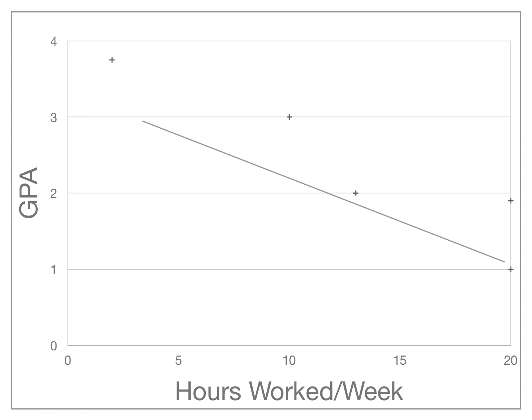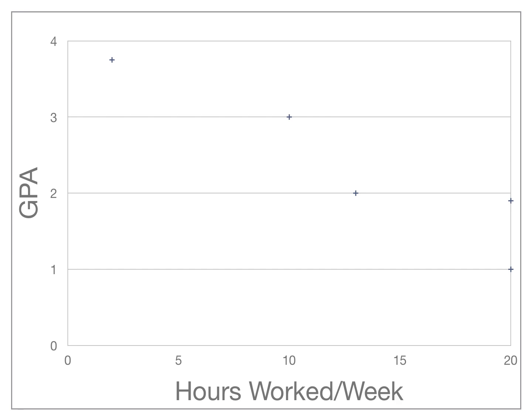Notice how the line goes down left to right. Still a relationship, but it's an inverse relationship. One goes up, the other goes down. In other words, the more hours somebody worked, typically the lower their GPA. This is called a negative correlation.